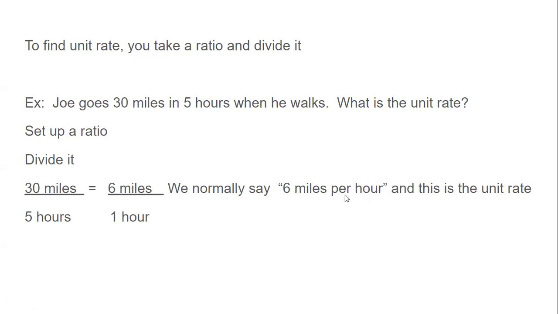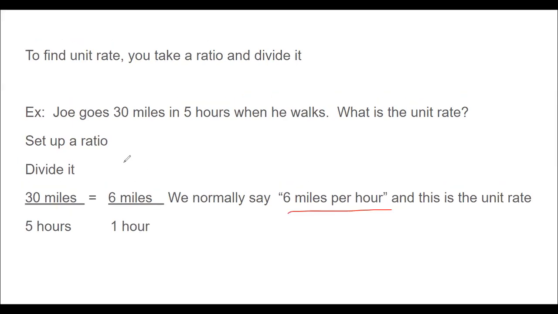So these two things, this and this, are the same thing. So 6 miles over 1 hour is the same thing as saying 6 miles per hour. Or you could say 6 miles per 1 hour. And this is the unit rate. Let's look at some examples.